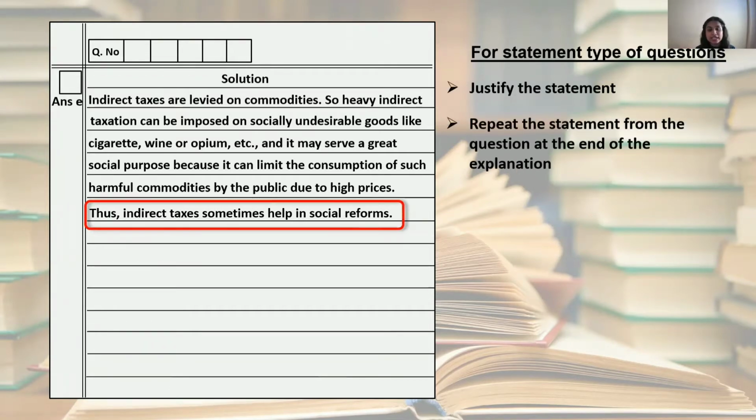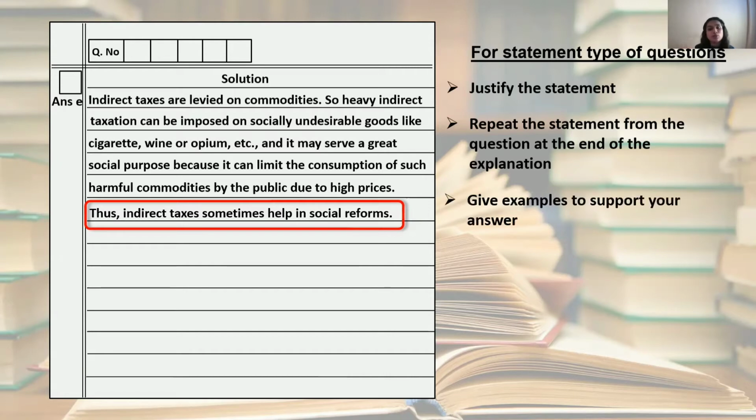Repeat the statement at the end of the question. Every sentence or statement form of a question, the answer must be concluded by repeating the statement at the end by adding "thus" at the beginning of the sentence. Thus, this statement is true, or thus, indirect taxes help in social reforms. But why? That you have already justified above in your answer, right?